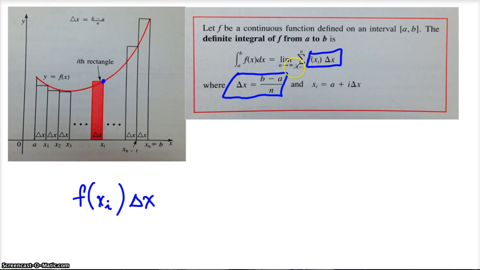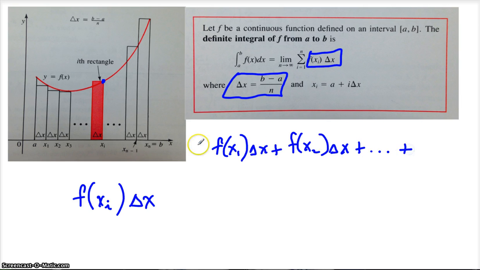Okay, but we have this symbol here, sigma, and it ranges from i equals 1 to n, and we also have the limit here. So let me explain where that comes from. If we were to sum up all these areas, all these rectangles, we would have f at x1 times delta x, plus f at x2, right, x2 is here, times delta x, plus dot dot dot, and the last rectangle would be f at b, but instead of b, let me just put xn, so that would be the nth rectangle, times delta x. Okay, so this is a sum.